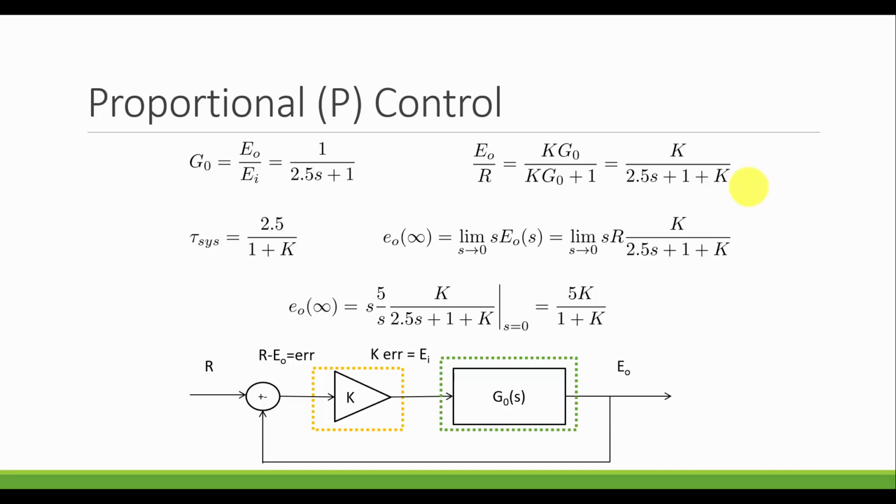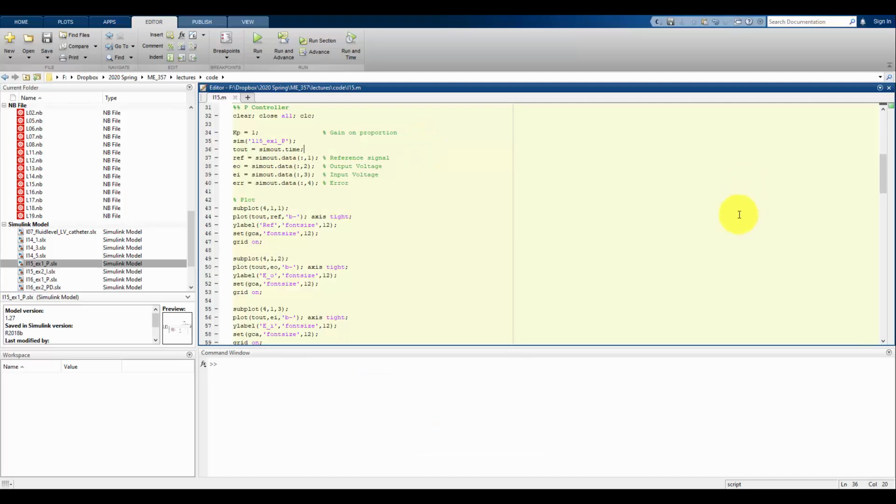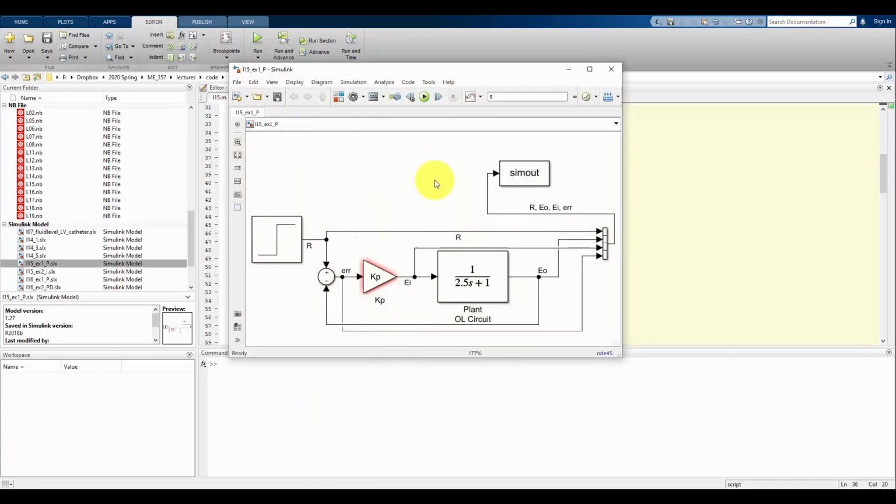So next we can validate what we're finding in simulation. Again, we already know analytically what should be happening. Let's simulate this and make sure we're seeing the same thing. So we can go into MATLAB, and I'm going to do the simulation here in Simulink. So bring up the Simulink model for our proportional controller. This is what it looks like.